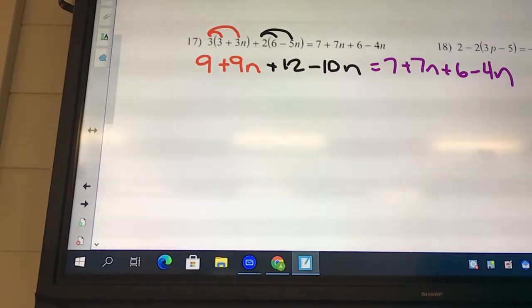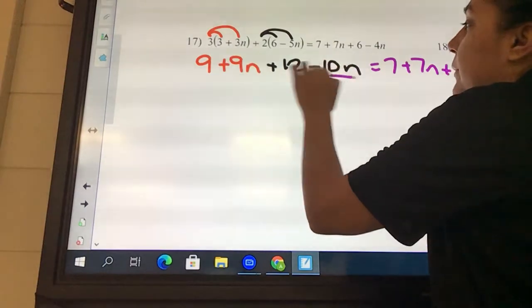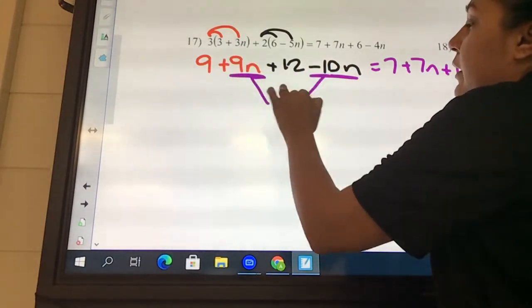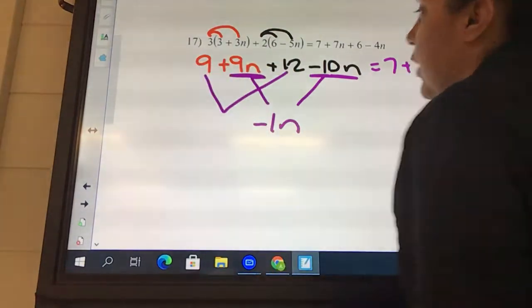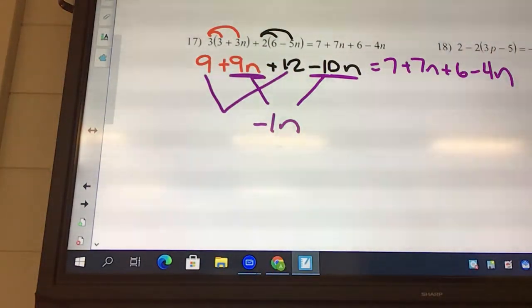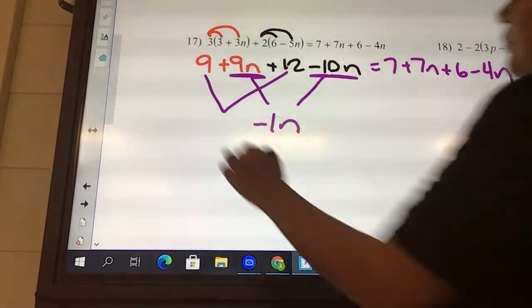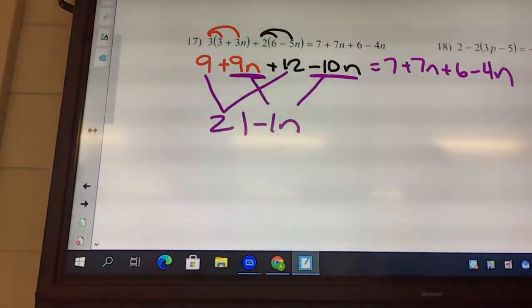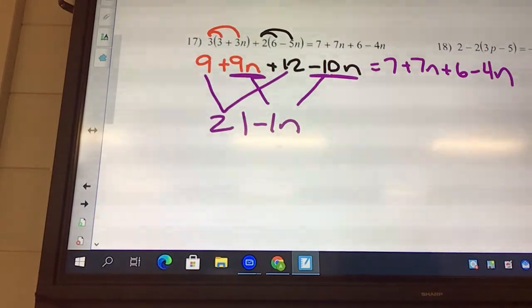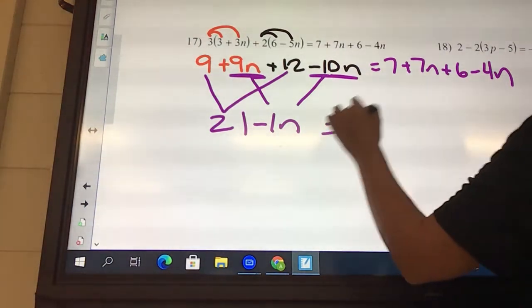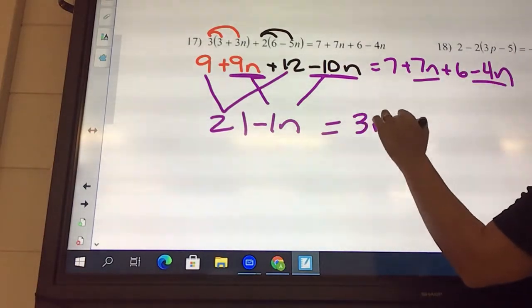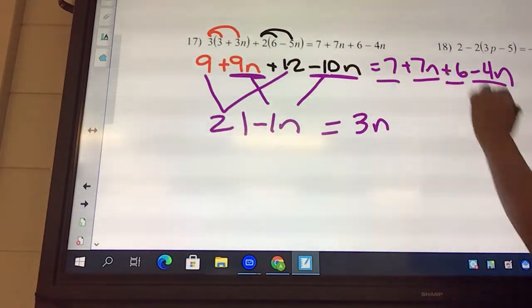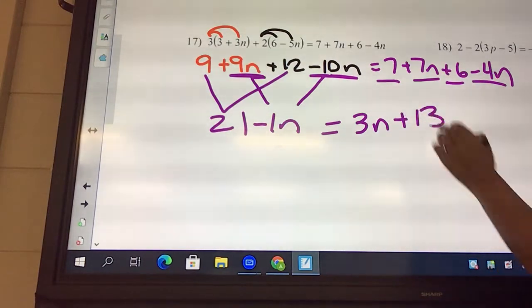Okay, so we're going to go through and combine all our like terms on both sides first. So I can put this 9n and this negative 10n together, and that's going to give me a negative 1n. And I can put this 9 and this 12 together to give me a 21. Okay, so that side's all combined. And then on this side, I can put this 7n and this negative 4n together to give me a 3n. I can put this 7 and this 6 together to give me a 13.